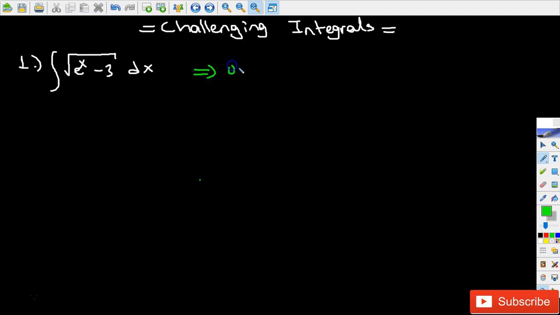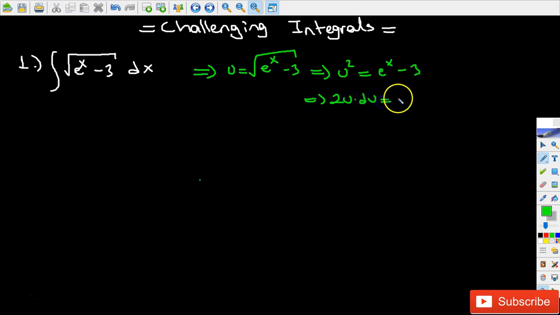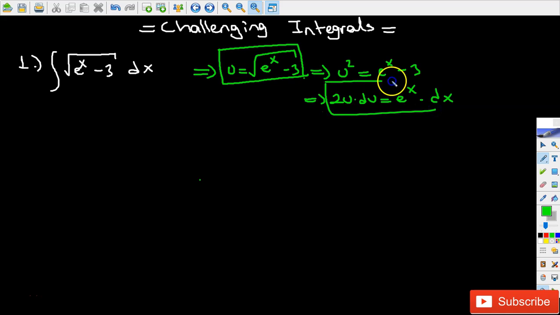So u equals e to the power of x minus 3 under the square root. Now let's square both sides. So we get u squared is equal to e to the power of x minus 3. Then let's differentiate both sides. So we get 2 times u times du equals e to the power of x times dx. So basically, we got two replacements for the new integral. This is the first replacement, and this is the second replacement.